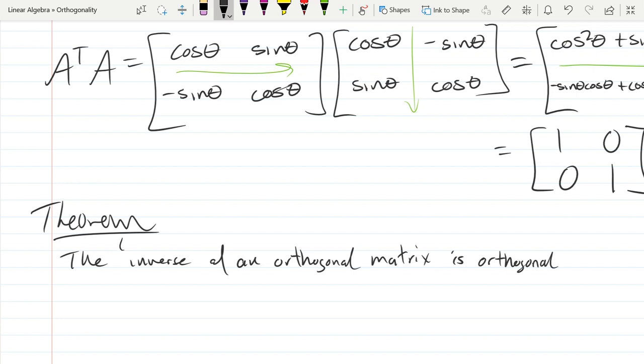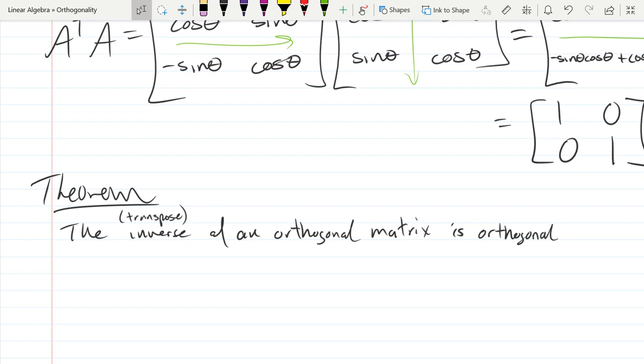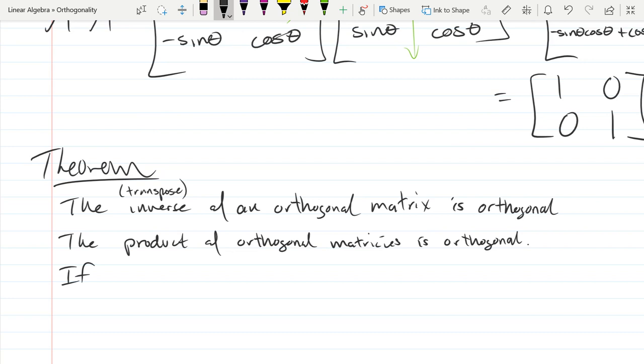Now, of course, the inverse is the transpose, so I can also write the transpose of an orthogonal matrix is orthogonal, because that's the exact same thing as the inverse. The product of orthogonal matrices is orthogonal. If A is orthogonal, then determinant of A equals 1 or determinant of A equals negative 1.